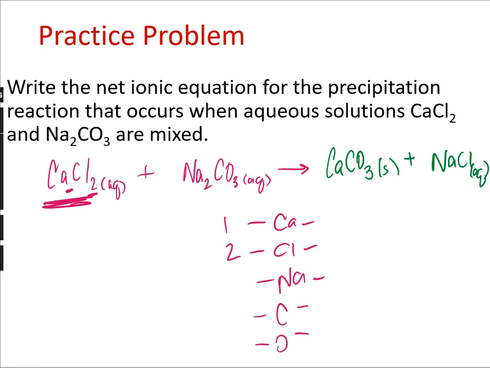Same thing with sodium carbonate. I have 2 sodium. I don't see anything for carbon, so that means 1. I have a 3 for oxygen. So 2, 1, 3. I need to do the same thing on the product side. So I have 1 calcium, 1 carbon, 3 oxygen. So nothing there, so invisible 1s, and then my 3. Same thing with sodium and chlorine, invisible 1s, because I don't see anything. So everything is balanced except for sodium and chlorine.